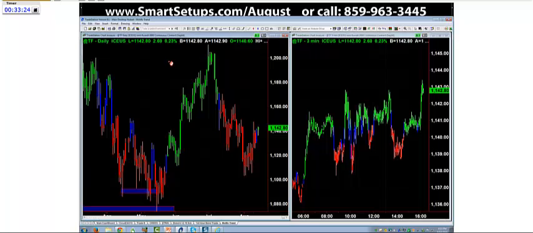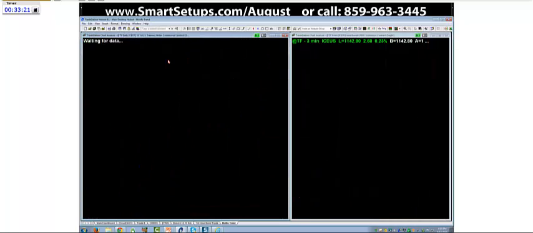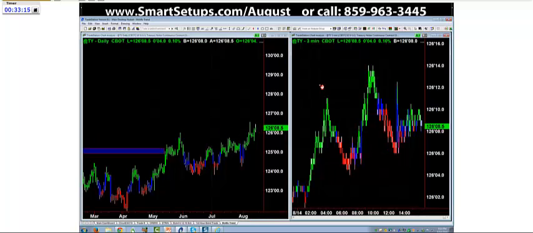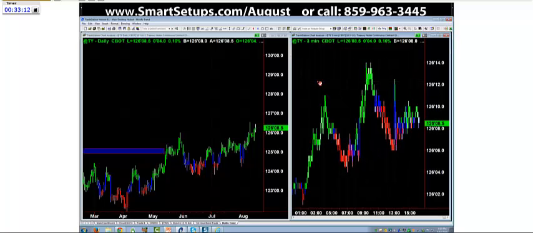10-year bond at TY. At TY, 10-year bond, solid uptrend. They were a little choppy today, but not too bad. They look decent. It looks really good on both the daily and the uptrend.